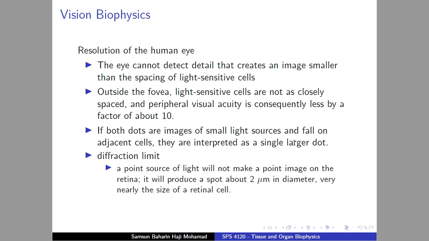Okay, so the refraction limit. The light refracts when entering, according to the refractive index. A point source of light will not make a point image on the retina. It will produce a spot about 2 micrometers in diameter, very nearly the size of the retinal cell. So the light will cover the whole cone or the whole rod.